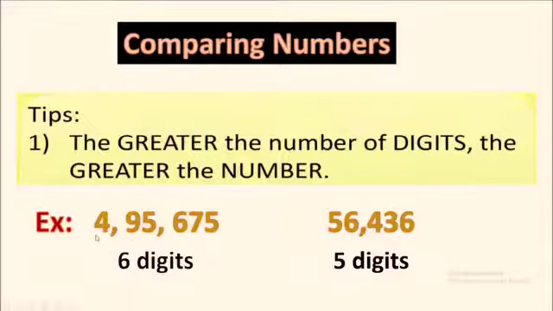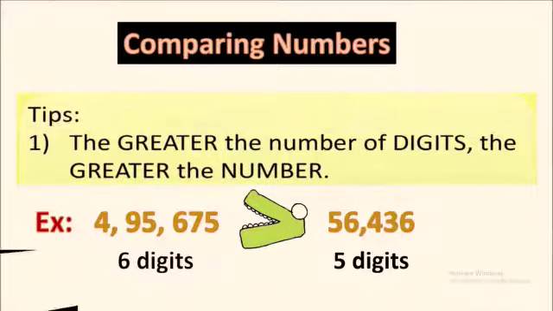So the greater the number of digits, the greater the number. So our greater number will be 4,95,675. So our crocodile will be eating the greater number. So this is so easy to compare when the number of digits are different. So let's go for the tip number 2.